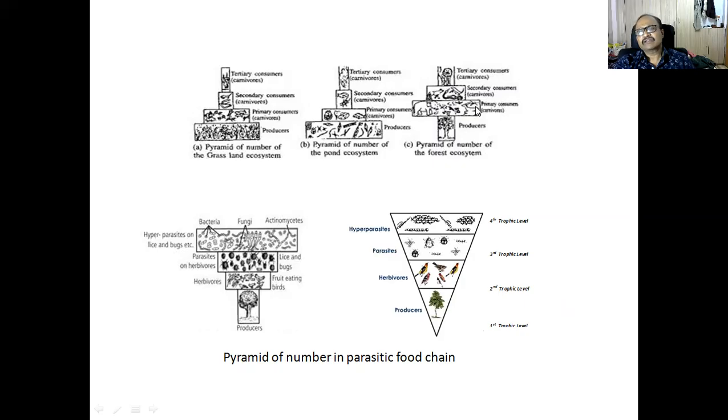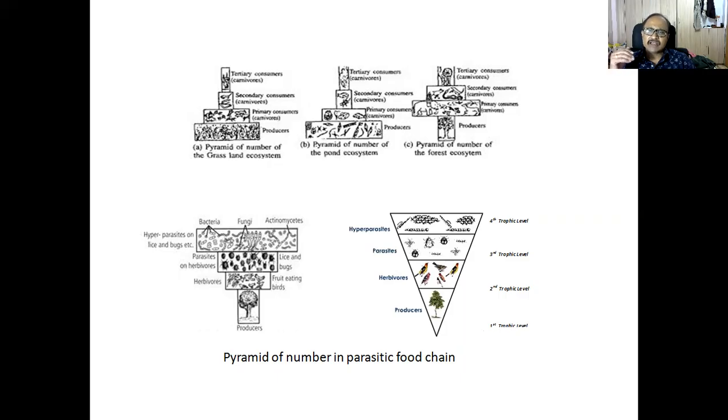प्राइमरी कंज्यूमर्स का नंबर ज्यादा था इसलिए ये बड़ा बॉक्स लिया. सेकेंडरी कंज्यूमर्स प्राइमरी कंज्यूमर्स से कम थे इसलिए इससे छोटा हो गया बॉक्स. टर्शियरी कंज्यूमर्स सबसे कम थे इसलिए उसका बॉक्स एकदम छोटा दिया. ओके, this is the graphical representation. Pyramid of number is a graphical representation of any ecosystem by considering the number of organisms present in the ट्रॉपिक लेवल.